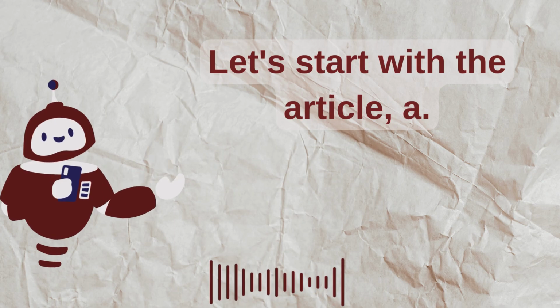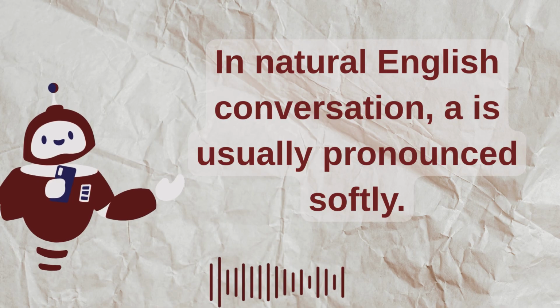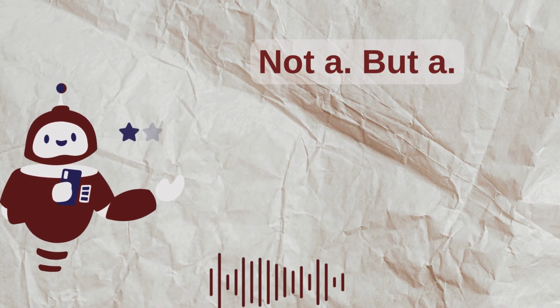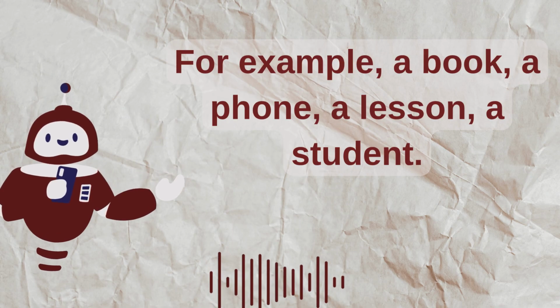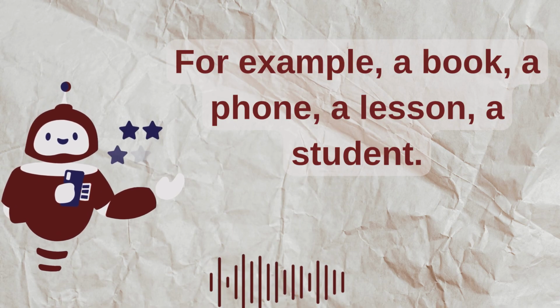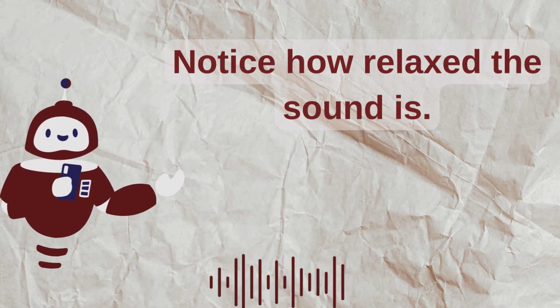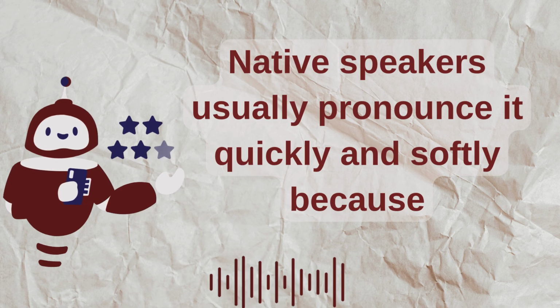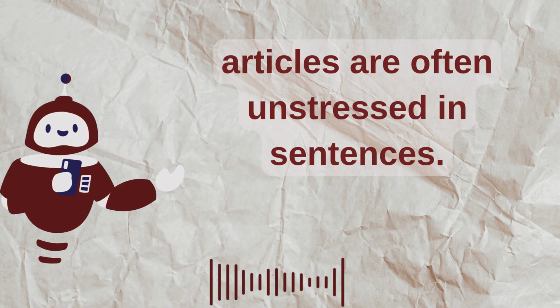Let's start with the article a. In natural English conversation, a is usually pronounced softly, not "ay", but "uh". For example, a book, a phone, a lesson, a student. Notice how relaxed the sound is. Native speakers usually pronounce it quickly and softly because articles are often unstressed in sentences.